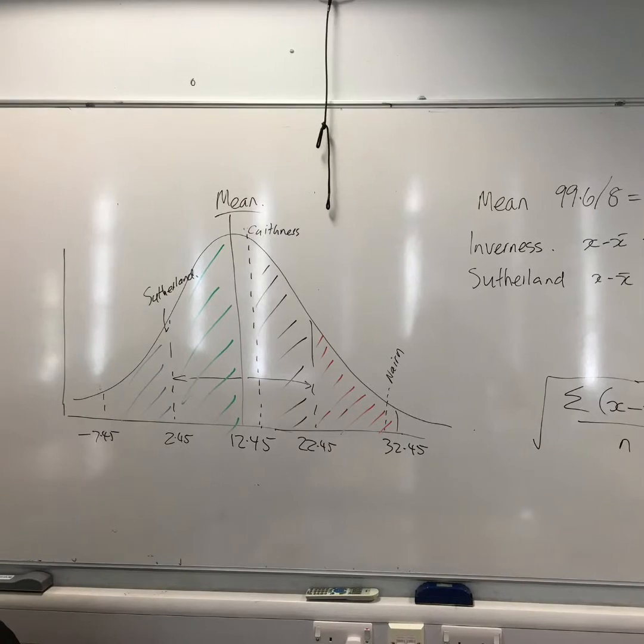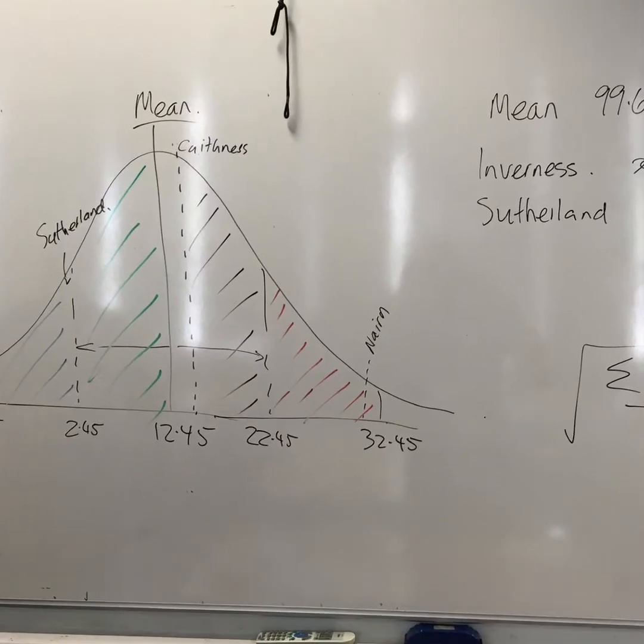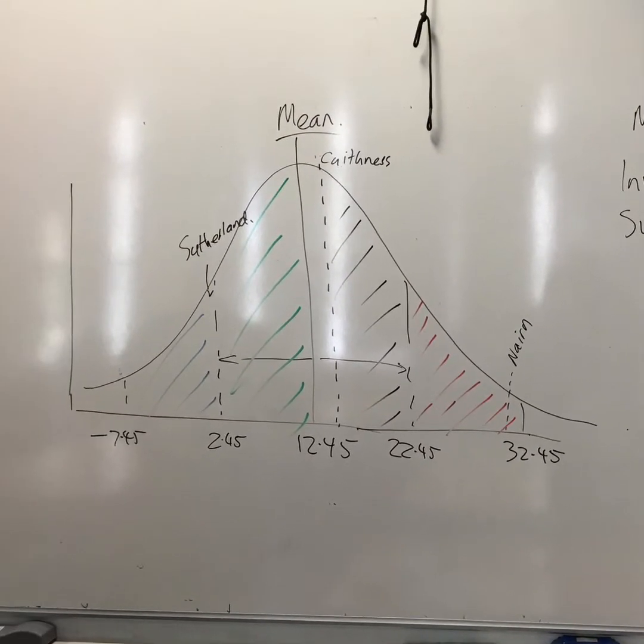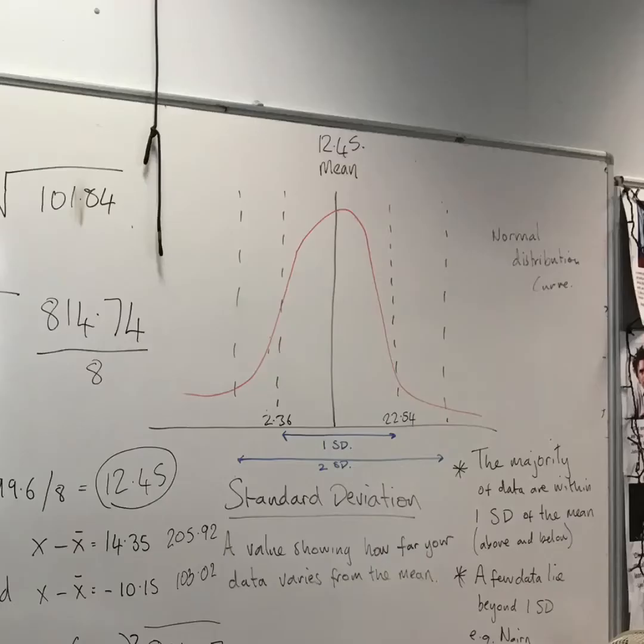Okay, so there we go. So standard deviation is really just a way of seeing how much the values are deviating from the mean value. So we can see in the middle there, we've got the mean, 12.45, and what we can do is we can work out where all the other values sit in relation to that. Okay, so here we go. So here's another look of the standard deviation. So it looks a bit like one of these bell curves. And it says there, standard deviation is a value showing how far your data varies from the mean. So in the middle, we've got the 12.45, which we know is the mean.